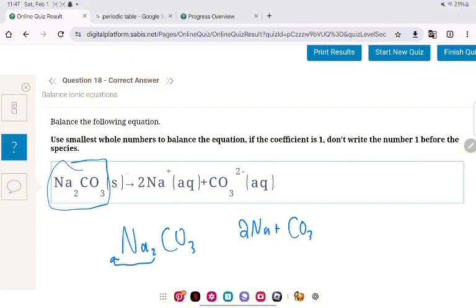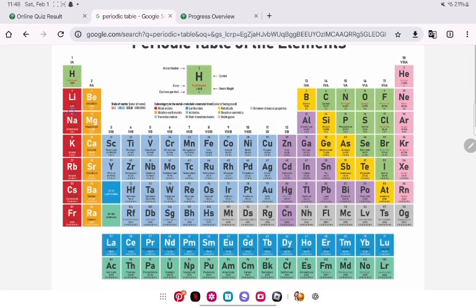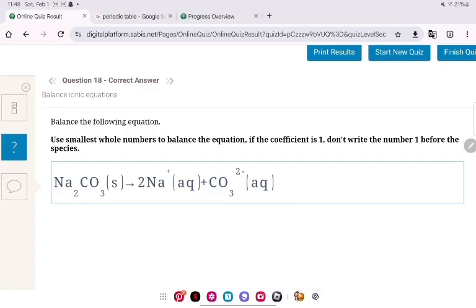That's what they're asking you to do, just to put the coefficient. But if they were to give you this, it's going to be 2Na, and then it's always going to be aqueous, okay? And then you're just going to write it, but then you have to figure out the charges. So if you look at the periodic table, Na is over here, and this group is +1. So that's why it's going to be positive. So if we go back, yeah, it's going to be positive.